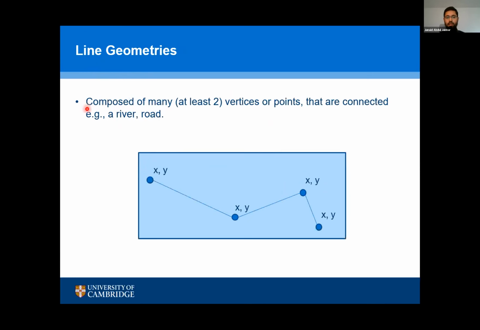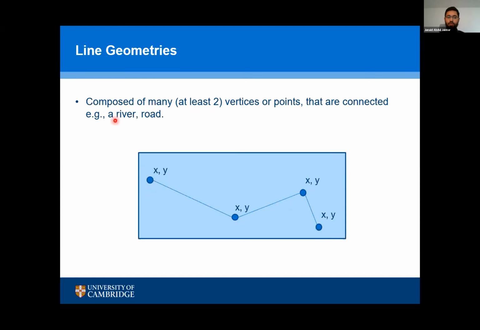Line geometries can be composed of many, but at least 2 points. These points can also be referred to as vertices here, that are connected with each other. So we need at least 2 points that are connected with each other to form a line geometry. And then we can possibly extend our line geometry by including more points or vertices, so that our line geometries represent the data that we are trying to represent.